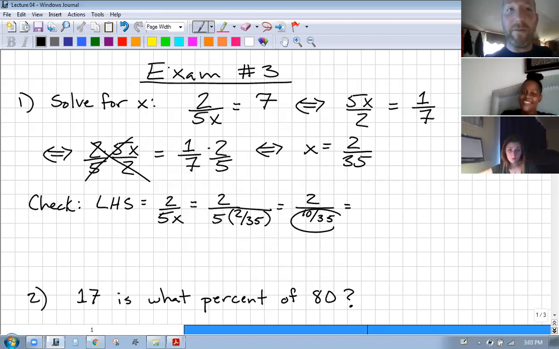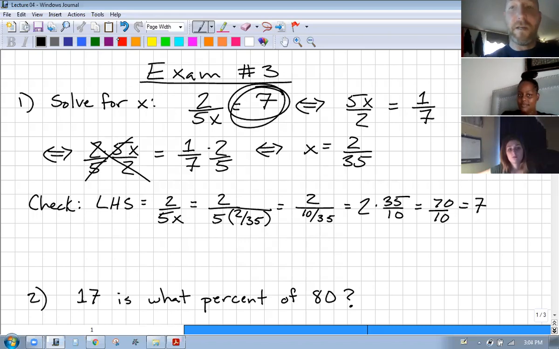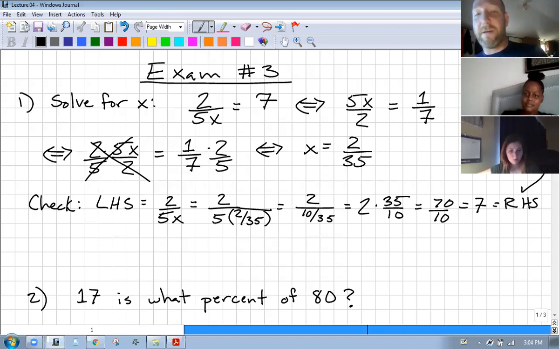Now dividing by a fraction is the same as multiplying by its reciprocal. So dividing by 10 over 35 is the same as multiplying by 35 over 10. So we have 70 over 10, which is 7. And that is the right-hand side. So it checks out. All right, any questions about that?